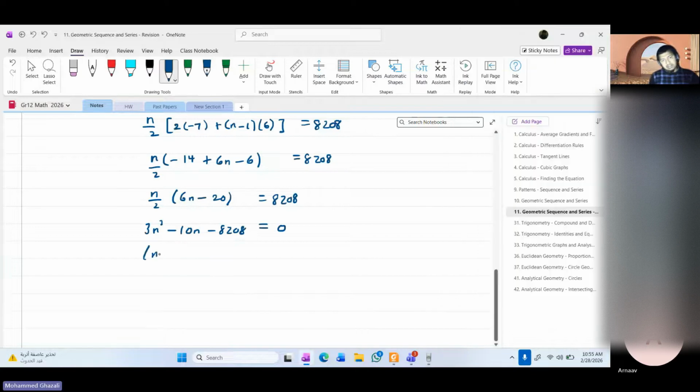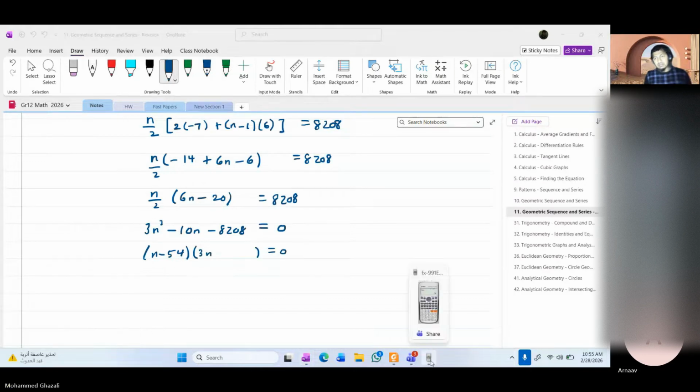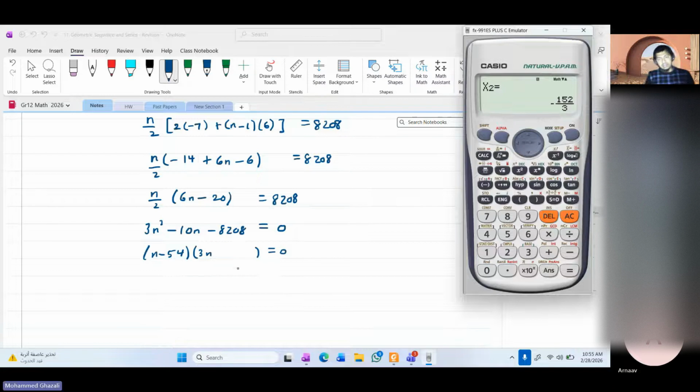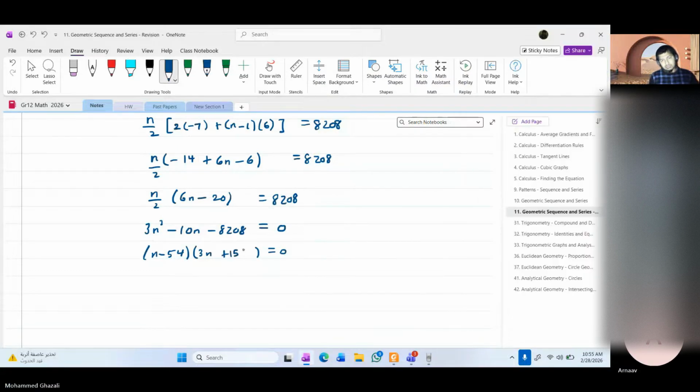So we're getting n minus 54, and we should get 3n plus something, and 3n plus 152. Right, so n is equal to 54, or n is equal to negative 152 over 3. So reject. Why are we rejecting? Because it's a fraction and it's negative. Remember, n is supposed to be an element of natural numbers, finding the number of terms. So accept here.